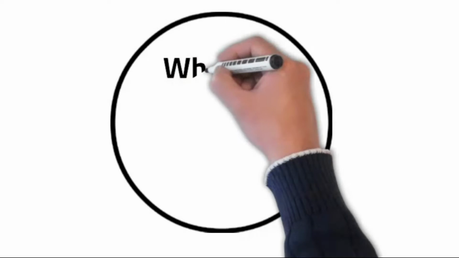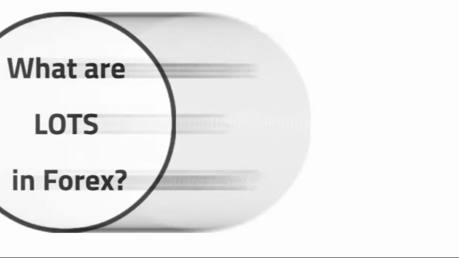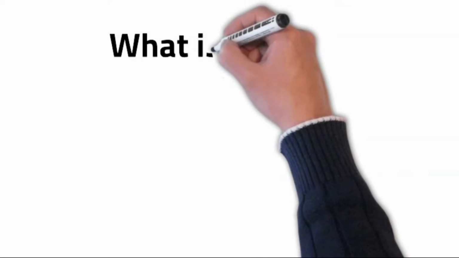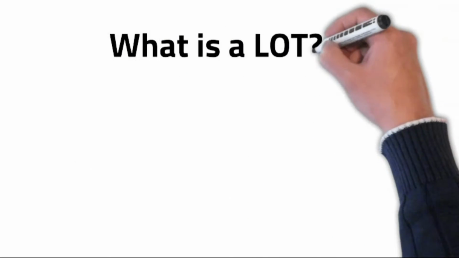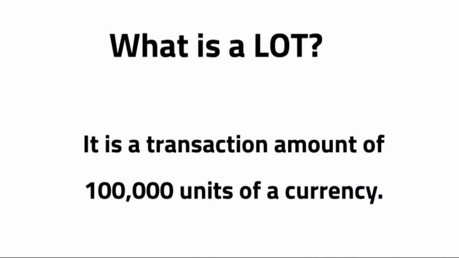Now that you understand what is a pip, let's jump forward to what are lots in Forex. A simple way to understand what is a lot: it is a transaction amount of 100,000 units of a currency. I hope you got that, and if not, let me explain further.